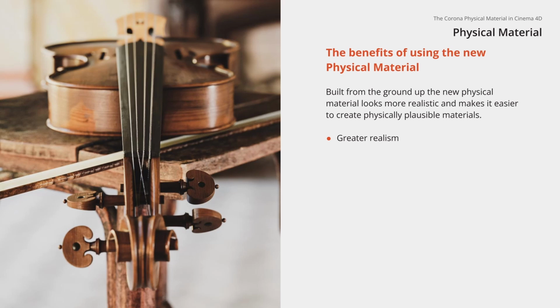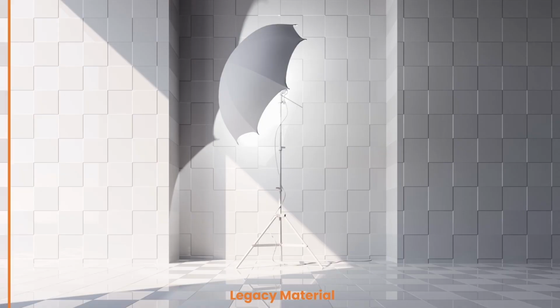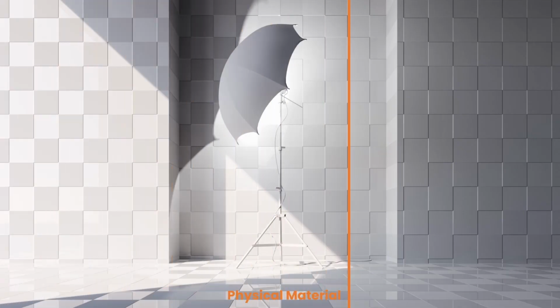The new physical material uses an Oren Nayar diffuse BSDF under the hood, which means that the way that the light interacts with the material will be different than with the previous material. And by different, we mean improved. Now, we won't get into too much detail here because this is a complex topic, but as you can see in the image in front of you, the material behaves differently, more realistically.